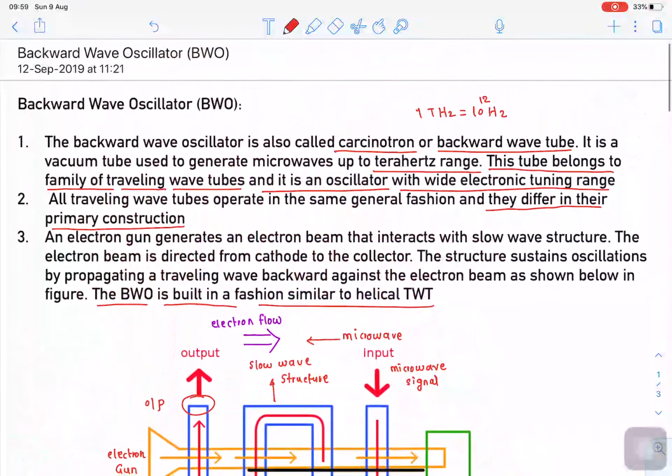The backward wave oscillator is essentially a traveling wave tube circuit, but the traveling wave here propagates in the backward direction. The biggest advantage of this particular tube is that it is not used as an amplifier, but rather as an oscillator. And the biggest advantage is that this tube can generate microwave signals up to the terahertz level. None of the earlier oscillators, made with primitive microwave tubes, could develop such a high frequency of operation.